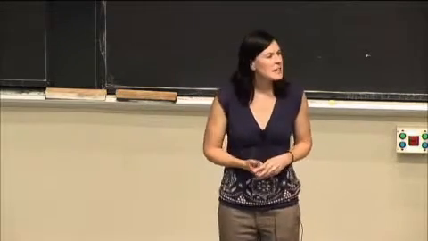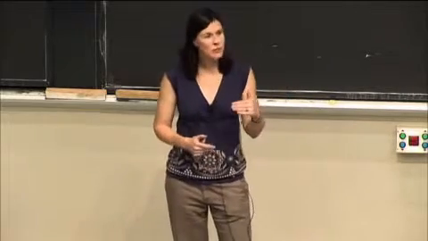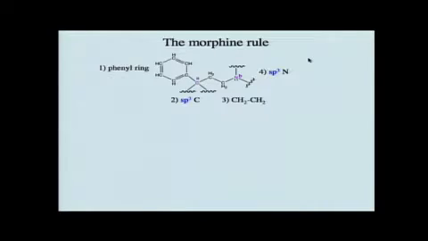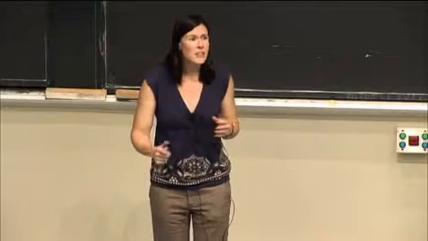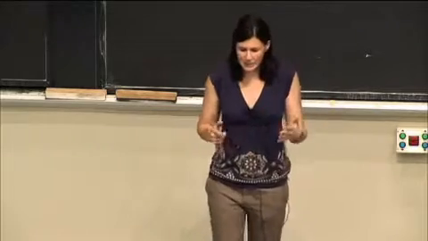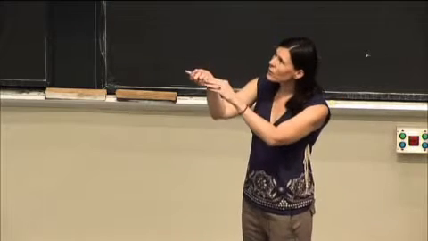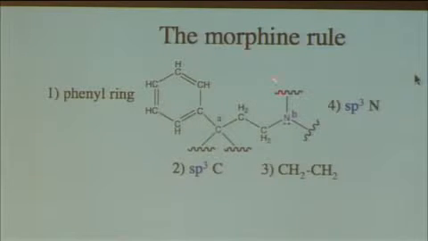Essentially what we just did was I had you identify 2 of 4 components that make up what's called the morphine rule. The morphine rule is a set of structural elements that are responsible for the biological activity of morphine and other morphine-like drugs that have a similar pharmacological activity. Specifically, the morphine rule is a set of 4 components which start with the phenyl ring here, so an aromatic ring. The second thing you identified is an sp3 hybrid carbon. Following that, we have a CH2 group here. And the last part of the rule is this sp3 hybridized nitrogen.